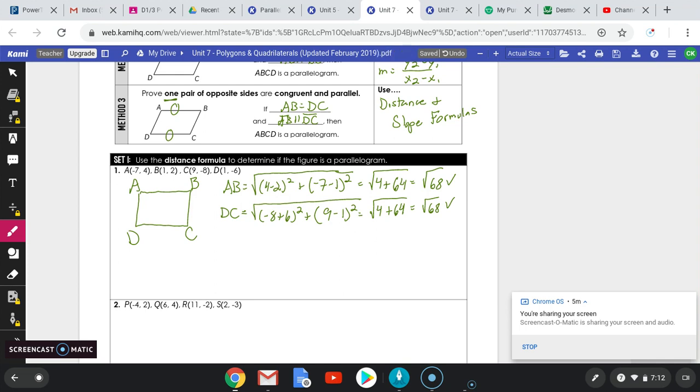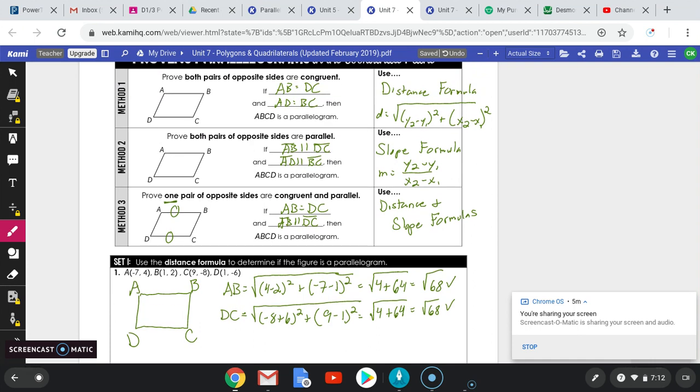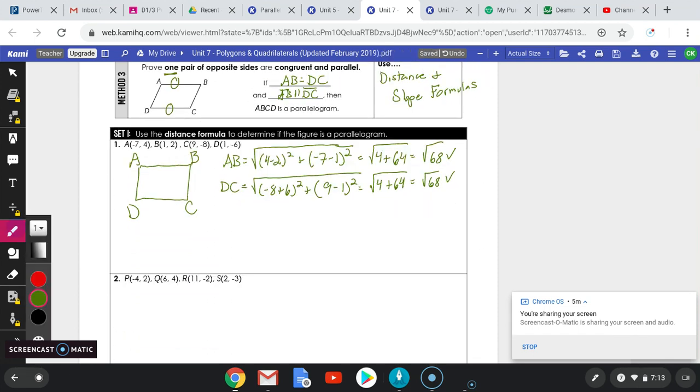That does not mean, though, my answer is yes, it's a parallelogram, because if I look at the methods again, I need to prove that both pairs of opposite sides are congruent. So now I gotta do the same thing, but for AD and BC. So AD is going to be the square root of, oh, well, we did y. Remember, it doesn't matter if I do x or y first. But I'll just follow the formula. 4 minus negative 6, or plus 6 squared, plus negative 7 minus 1 squared.